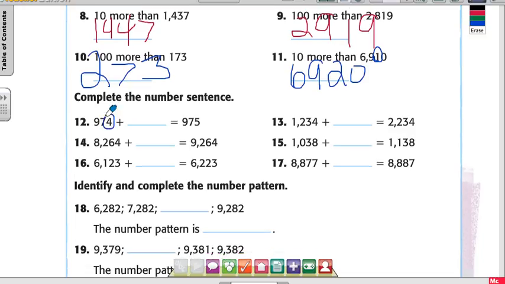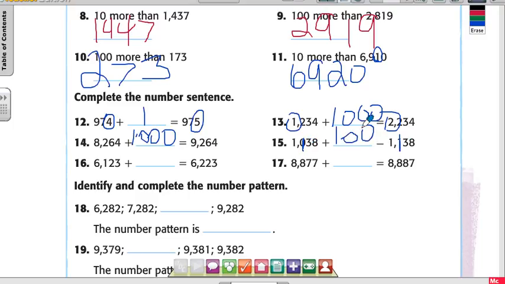So number 12, check it out. Number 12, the 4 and the 5 change. How much did I add? 13? Thousands, because this one changed and this one changed, and they're in the thousands place. 14? Thousands again. 15? Hundreds, because here in the hundreds I have a 0, and here I have a 1, so it would be hundreds.